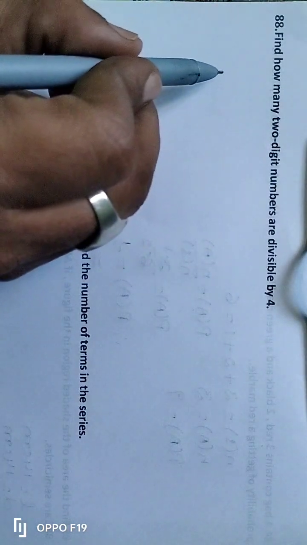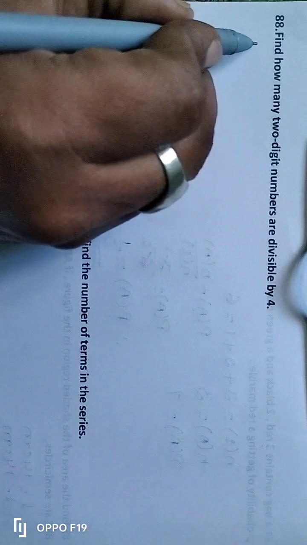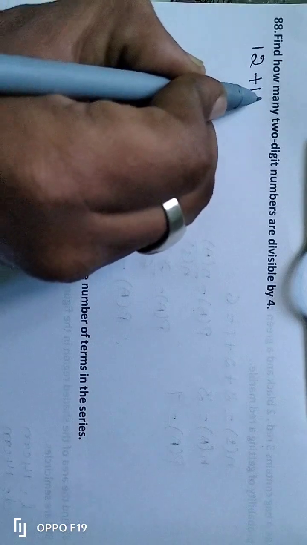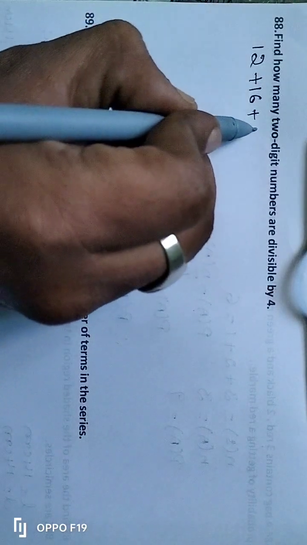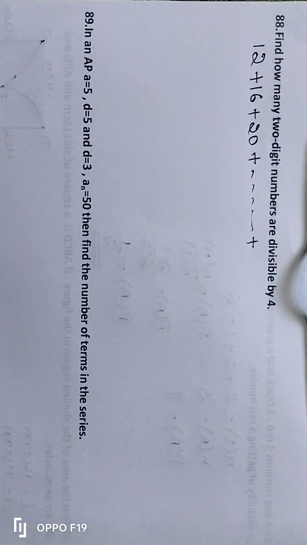Dear student, let us continue with the 88th question. Find how many two-digit numbers are divisible by 4. The two-digit numbers start from 10. So 10 is the first two-digit number. 10 cannot be divided by 4. 11 cannot be divided by 4. Therefore, the first two-digit number that is divisible by 4 is 12, then 16, because you have to add 4, then 20, and so on. Then 99 is the last two-digit number, and 99 cannot be divisible by 4.